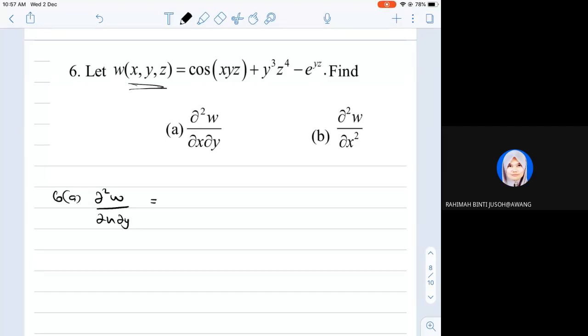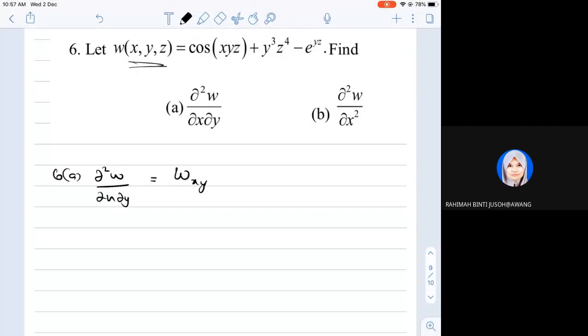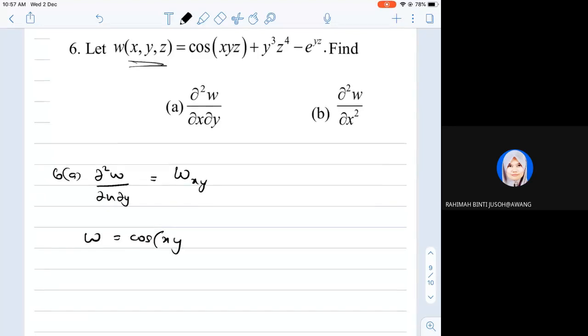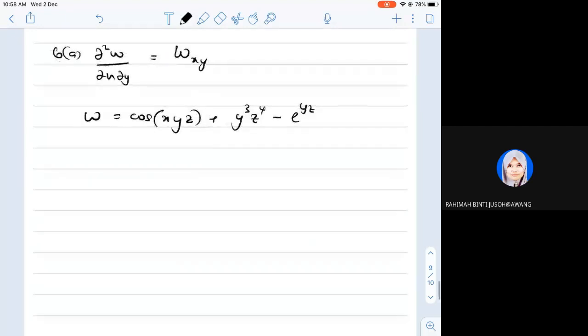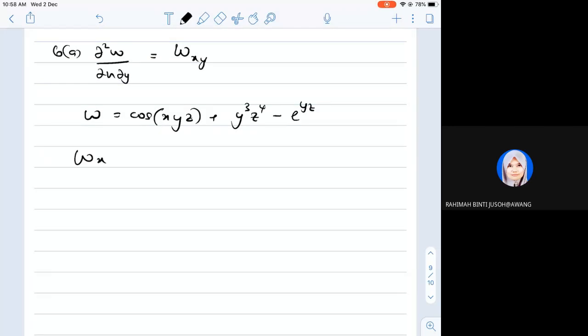Del square W, del X, del Y. Okay, this is similar as W as the subject and then subscript XY. Okay, so let us copy the function first. W equals to cos XYZ plus Y cubed Z to the power of 4 minus exponent YZ. Okay. So now let us do W_x first. So differentiate with respect to x.